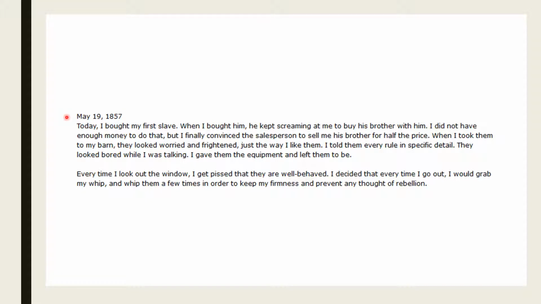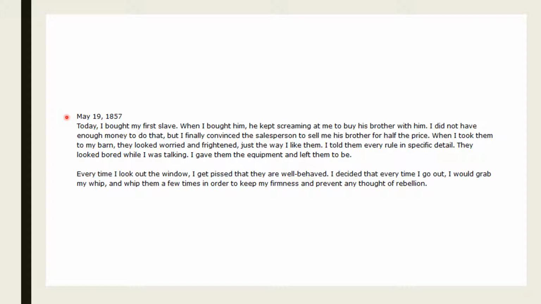May 19th, 1857. Today I bought my first slave. When I bought him, he kept screaming at me to buy his brother with him. I did not have enough money to do that, but I finally convinced the salesperson to sell me his brother for half the price. When I took them to my barn, they looked worried and frightened, just the way I like them. I told them every rule in specific detail. They looked bored while I was talking. I gave them the equipment and left them to be. Every time I look out the window, I get upset that they are well behaved. I decided that every time I go out, I would grab my whip and whip them a few times in order to keep my firmness and prevent any thought of rebellion.